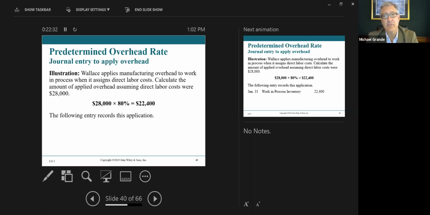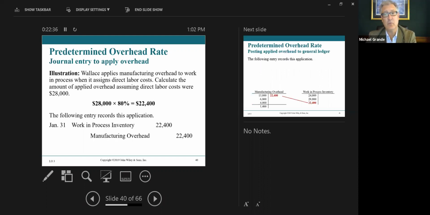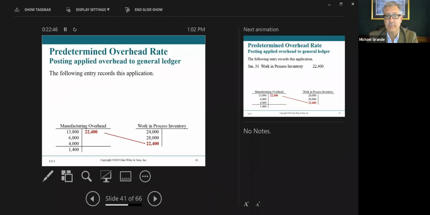So we're going to transfer some money out of manufacturing overhead and into work in process. We're going to increase the work in process account and decrease manufacturing overhead. So the following entry records the application. These two accounts are very important. We're going to track them very closely.